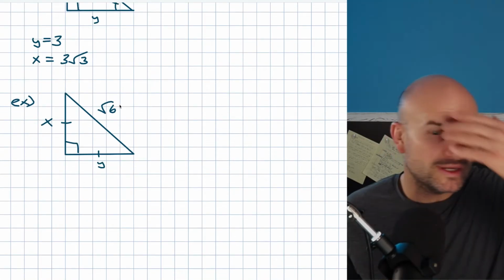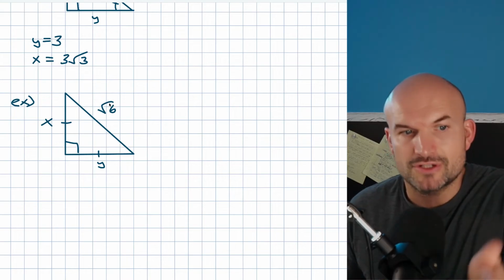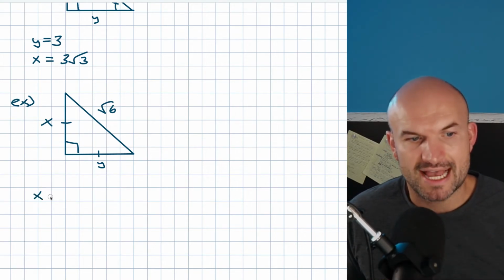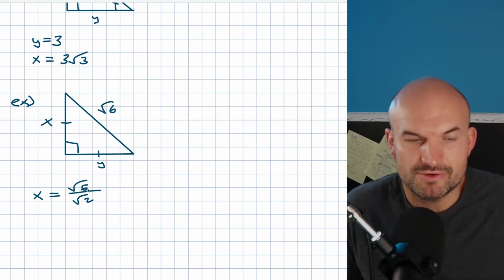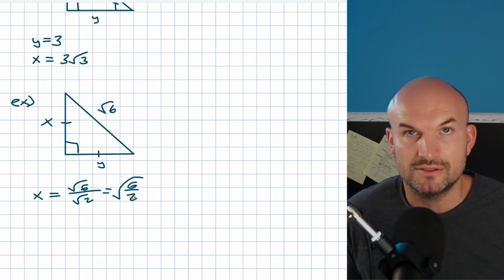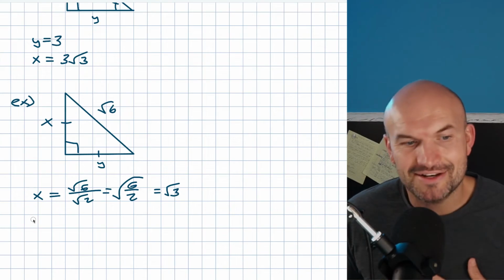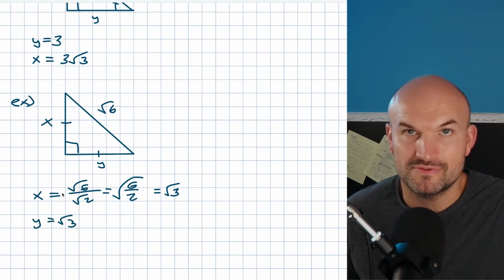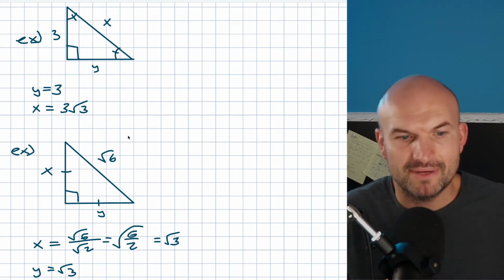Now, in this case, we know that to go from leg to the hypotenuse, you multiply by the square root of 2. So to go from hypotenuse to leg, you're going to divide by the square root of 2. So I can say x equals square root of 6 divided by square root of 2. Since you have a radical divided by a radical, you can rewrite this all under the same radical, and 6 divided by 2 is going to be square root of 3. And the nice thing, knowing this relationship, is that y is also going to be the square root of 3.